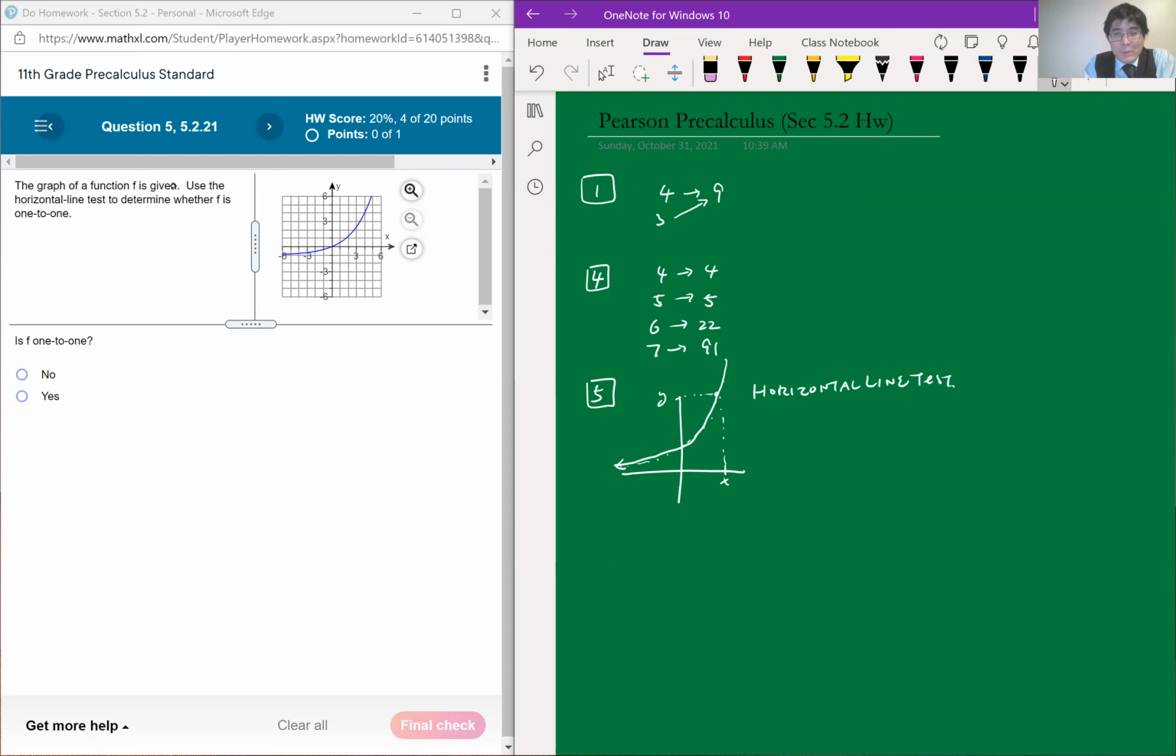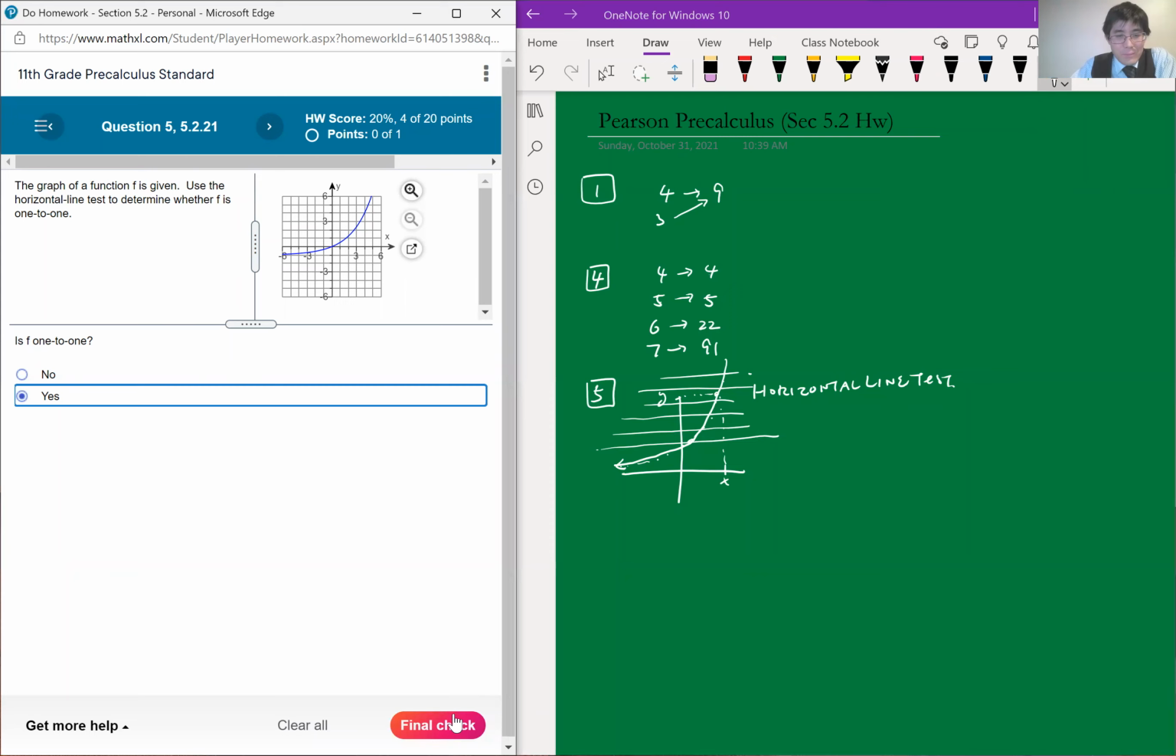Okay, so draw a horizontal line. If you see that the horizontal line meets the curve at only one point for any horizontal line like this, then it is a one-to-one function. Since this is a monotonically increasing function, it has at most one intersection with the horizontal line. So it is a one-to-one function.